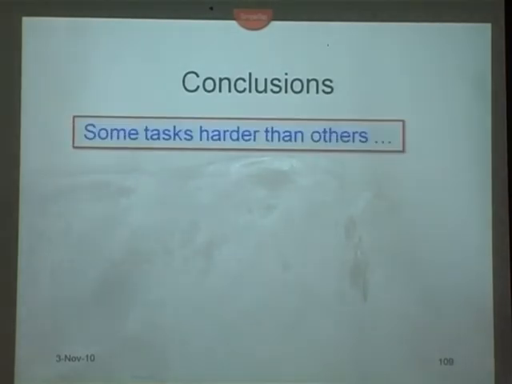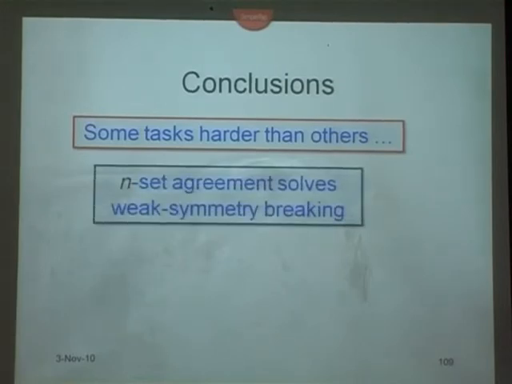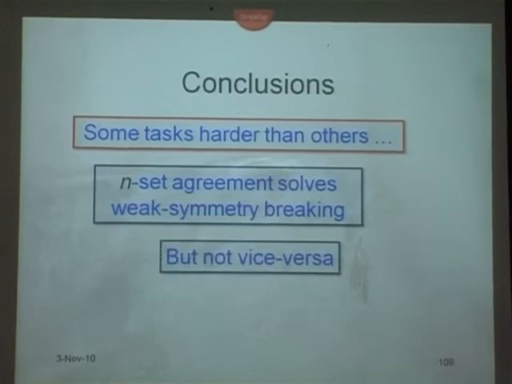Okay, so the second part, the conclusion here is that some tasks are harder than others. You know, there's a kind of, if not a hierarchy, then at least a directed acyclic graph of tasks. And I showed you that n-set agreement solves weak symmetry breaking, but not vice versa. So that's an example of a separation.